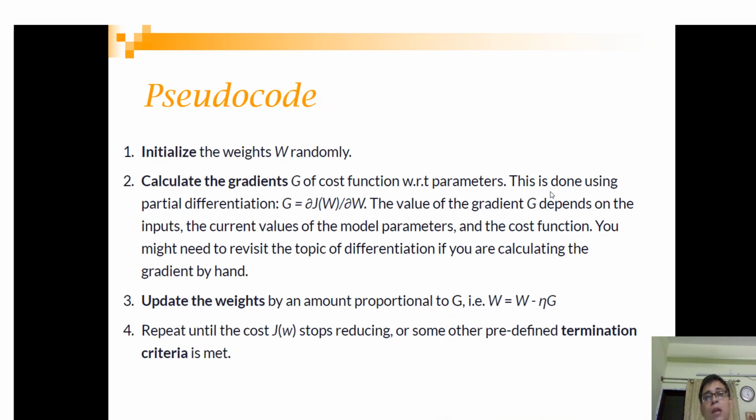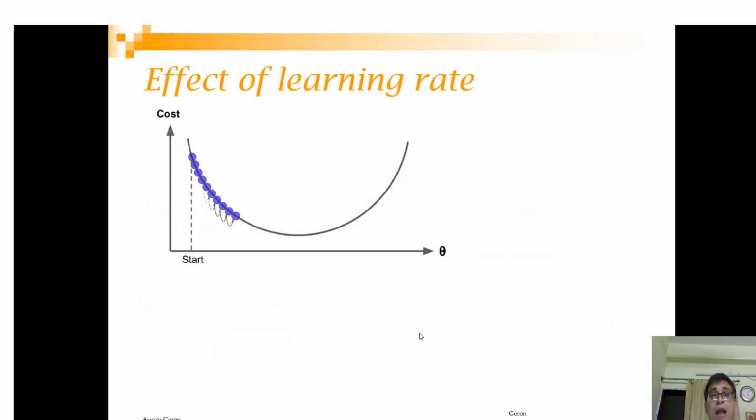Now, this is formalized in the gradient descent algorithm. So we initialize the weights, we calculate the gradients, then we update the weights by alpha, which is often represented by eta or alpha. Okay, and we repeat it until the cost J(W) stops reducing. There can be some other predefined termination criteria as well, where maybe the change is below a certain amount, or you have a certain number of iterations already predefined. Okay. So now we will look at the effect of alpha.